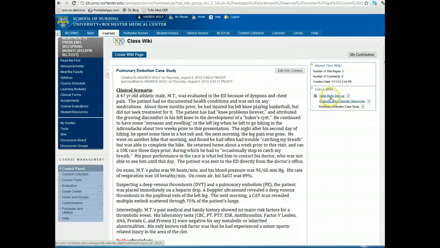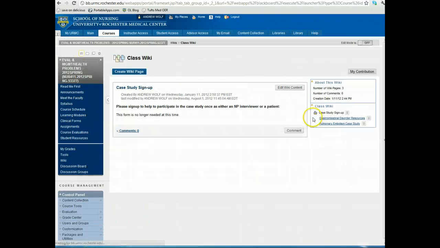Now I'm going to give you an example of, actually the wiki works great as a sign-up form. So if you have a group of people in an online course and they need to sign up for a presentation or an assignment, or they need to sign up in groups, wikis are a great way to do that, because what you can do is create a sign-up form in here. And I want to show you something here, because someone went in and said this form was no longer needed.